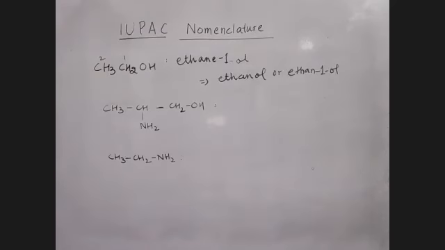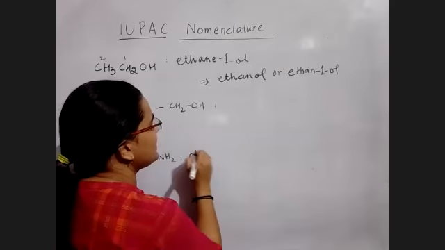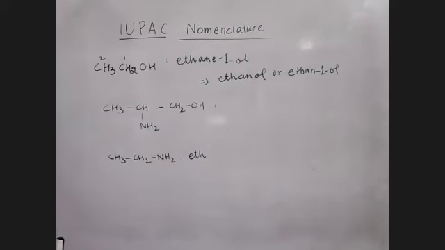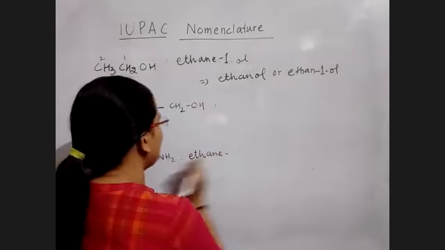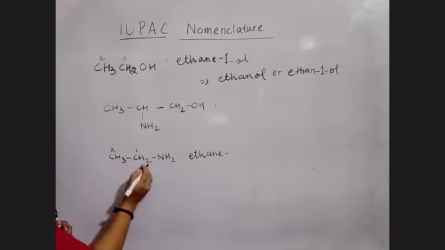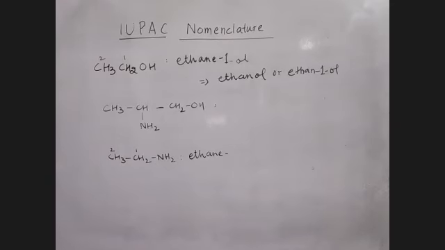Now see the next one. How many carbon atoms? It contains only two carbon atoms. So what will be the word root? Good, Hasini. Correct, eth. What will be the linkage? An, en, or yn. An will come. At first position, the NH2 group is attached. So it will be 1-amine.